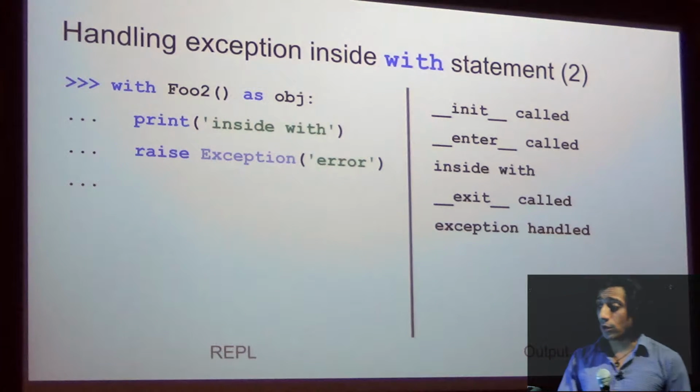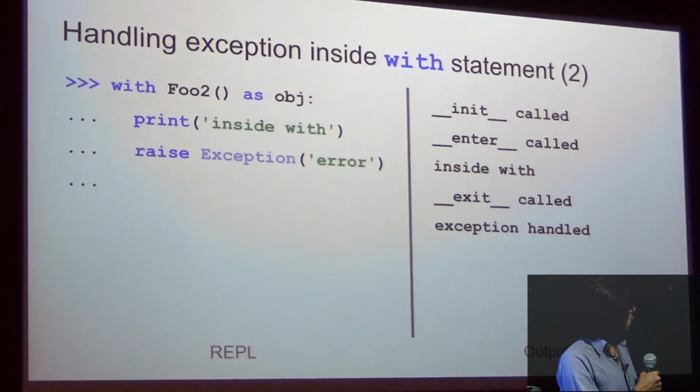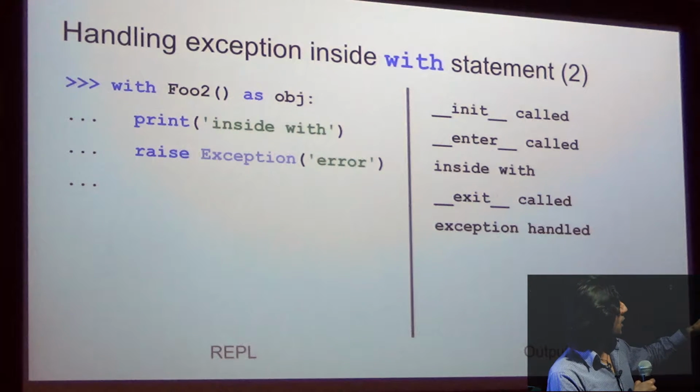Go into the REPL, create an instance of our new class, print inside with, and then raise an exception. So you can see in our output, we don't have that traceback anymore since we handle that exception.